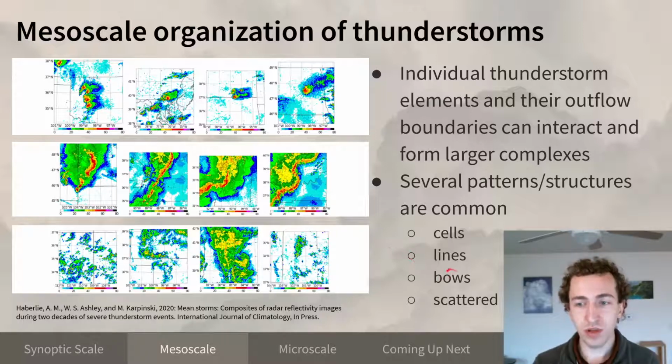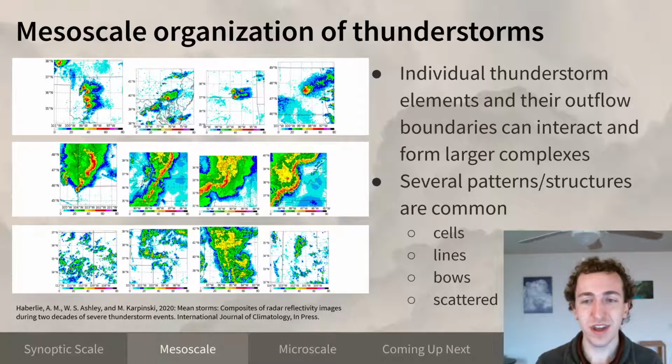We also have bows or bow echoes, which are a subcategory of these linear systems where there's so much curvature due to strong flows that reinforce, and we'll go into all this in more detail in the severe thunderstorm section. But we get these bowing patterns, and those are especially indicative of strong winds.